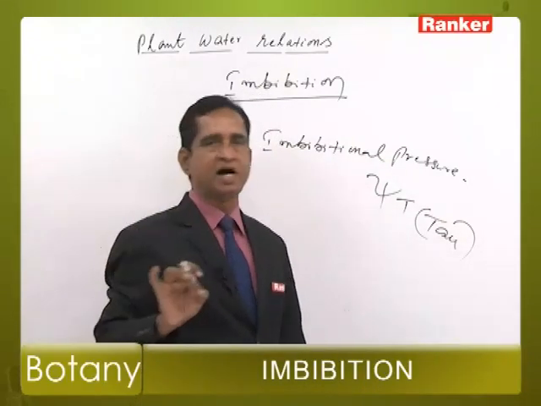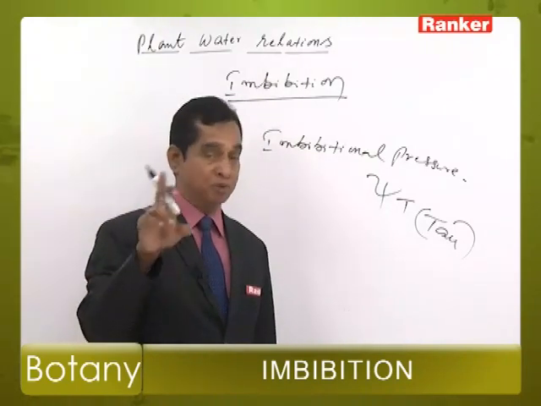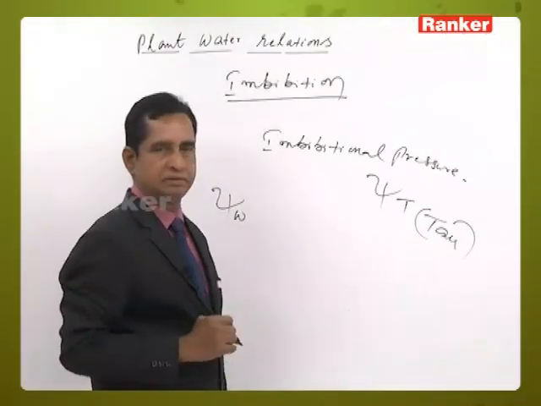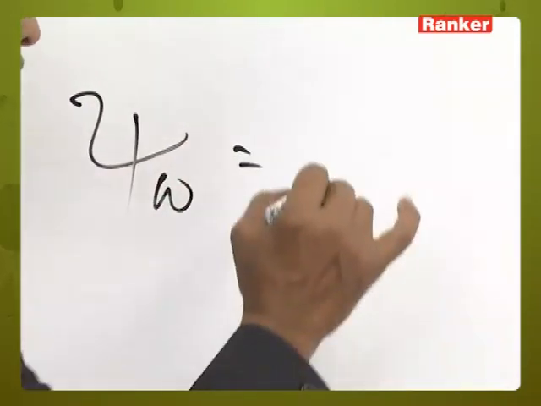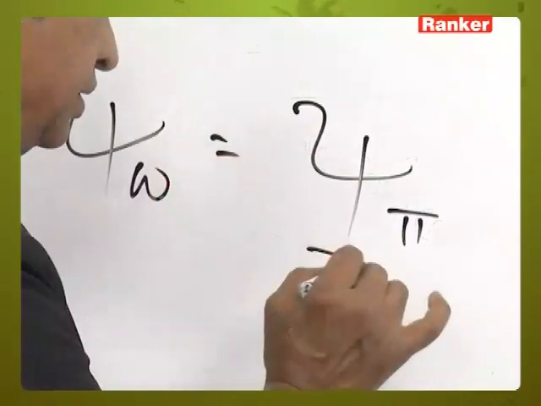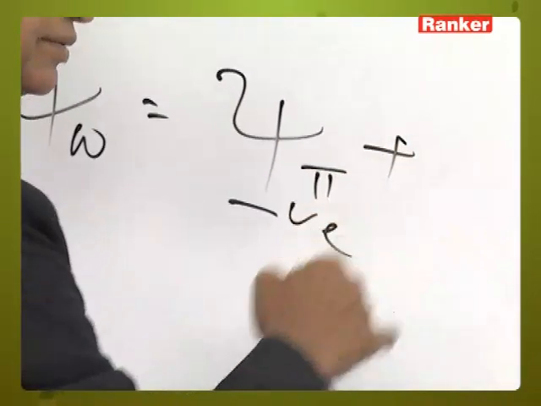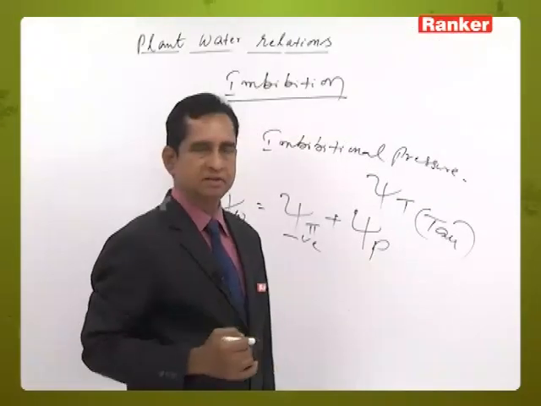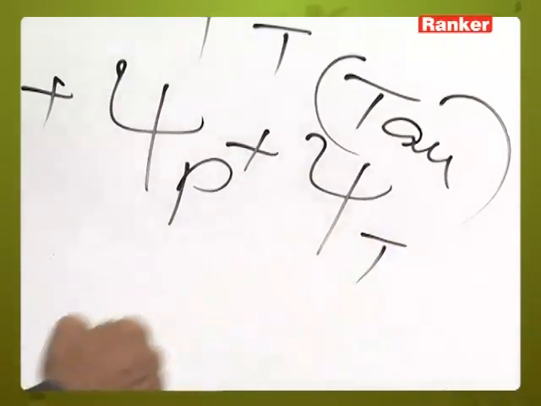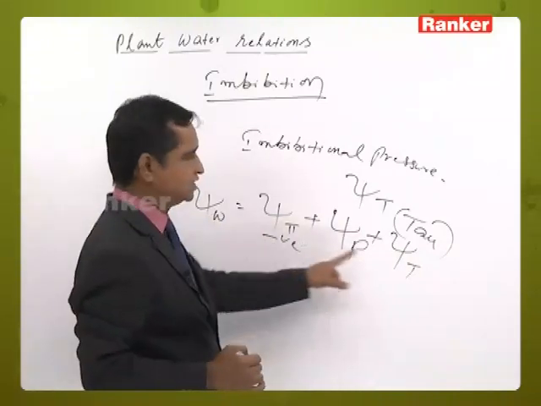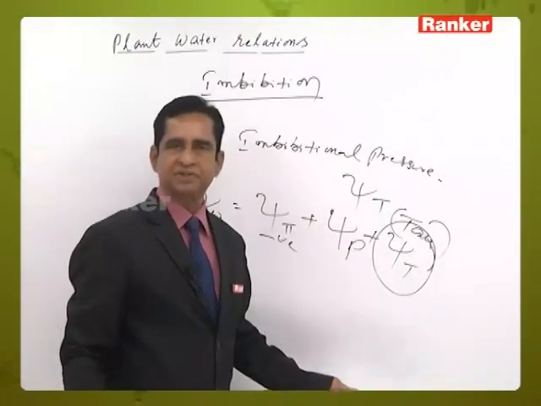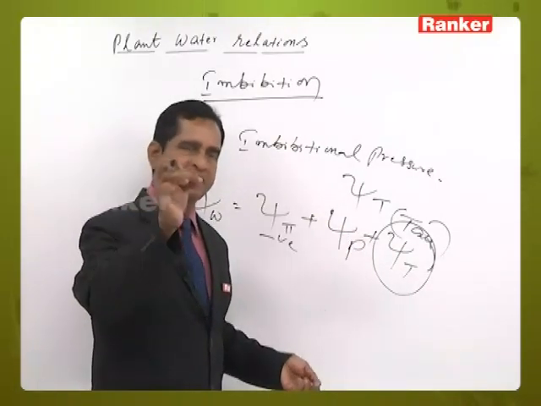But when we calculate the osmotic potential or the osmotic pressure or water potential, you recollect the formula: psi, that is water potential, is equal to psi pi, that is osmotic potential, a negative value, plus psi p, the pressure potential, which is a positive value, plus this psi T. So, to measure water potential we use this formula, but often this psi T, imbibitional pressure, is neglected because the pressure exerted by it is negligible.